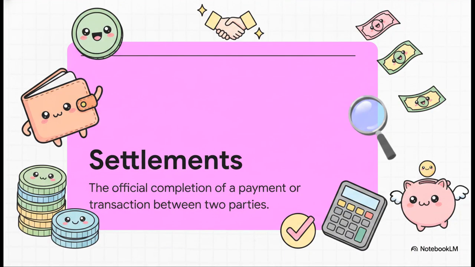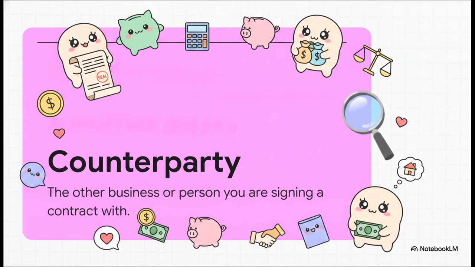Settlements. A settlement is the official completion of a payment or transaction between two parties. Basically, whenever a deal is finalized and the money is completely squared away, you've reached a settlement. Counterparty. Your counterparty is simply the other business or person you're signing a contract with. If you are buying, the seller is your counterparty, and vice versa.